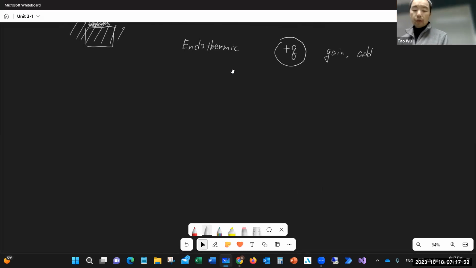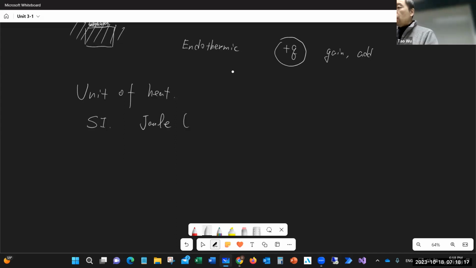The next part, we're going to talk about the unit of heat and also the unit conversion for the heat. Usually the SI unit, or the scientific unit, is the joule, capital J. Joule is a really small unit, and usually we're not using the joule. Instead, we're using kilojoule, which means 1,000 joules. This is the common unit we're using.